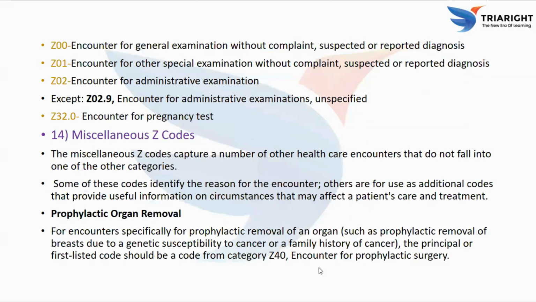So here are some Z categories for encounter for general examination. Z00, general examination. The patient comes for a routine checkup with no complaints and no diagnosis. Examples are annual physical examination, school health checkup, routine health screening. The patient feels fine, and the doctor is just checking overall health.